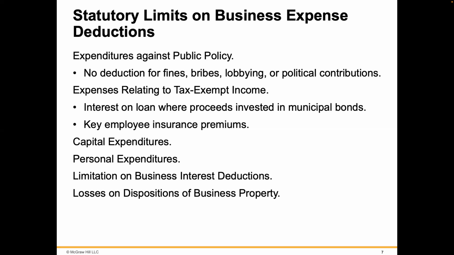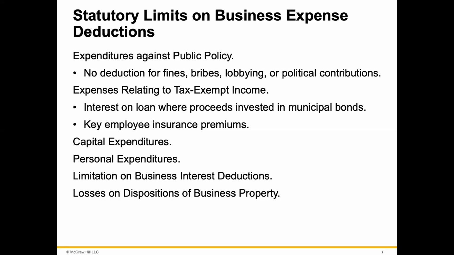We have losses on dispositions of business property. Losses on the sale or disposal of business property are generally deductible. However, if the loss involves a sale to a related party, such as a family member or another entity controlled by the taxpayer, it's not deductible.